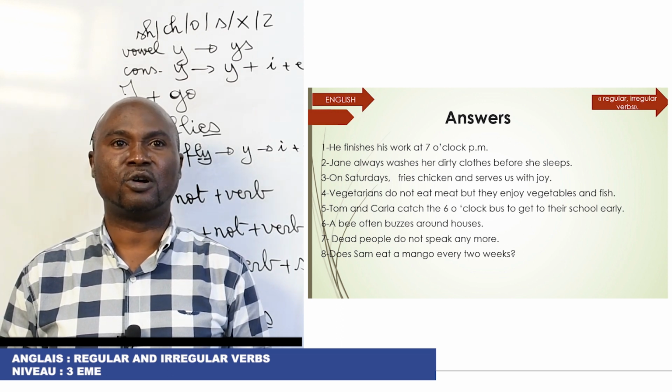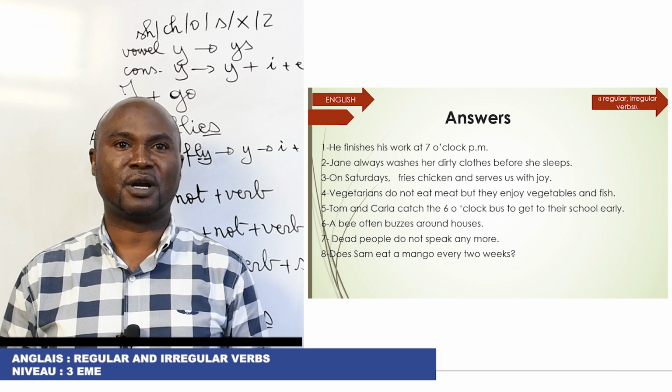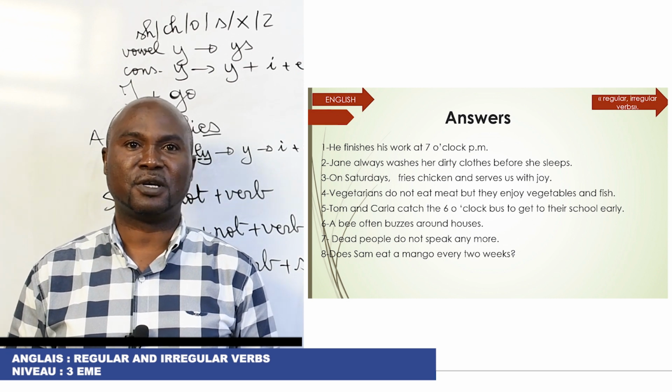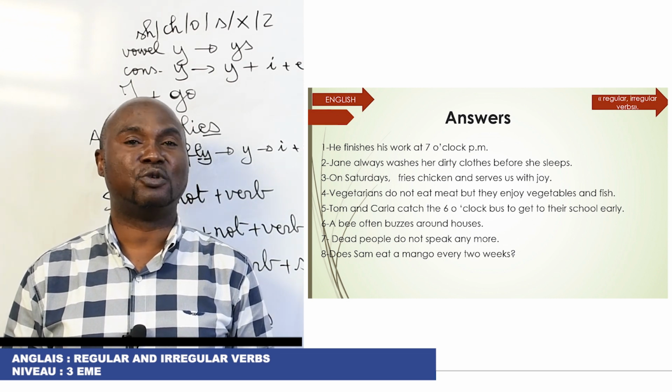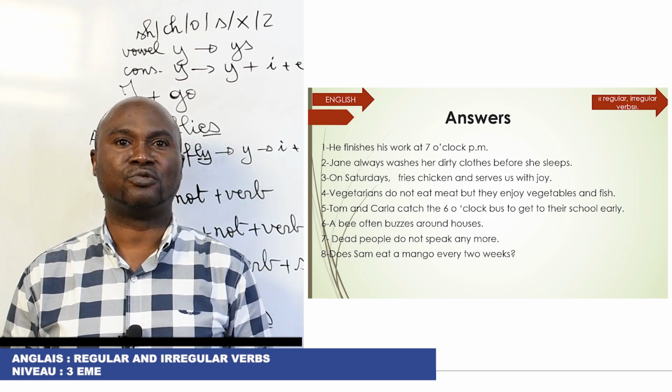5. Tom and Clara catch the 6 o'clock bus to get to the school early. 6. A bee often buzzes around houses. 7. Dead people don't speak anymore, or do not speak anymore. 8. Does Sam eat a mango every 2 weeks?